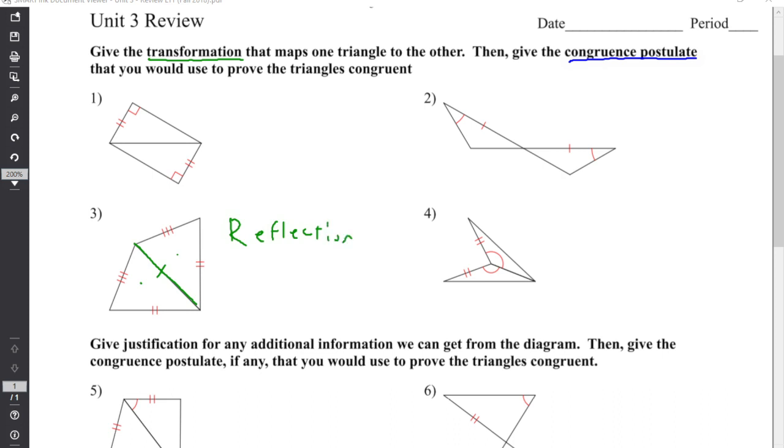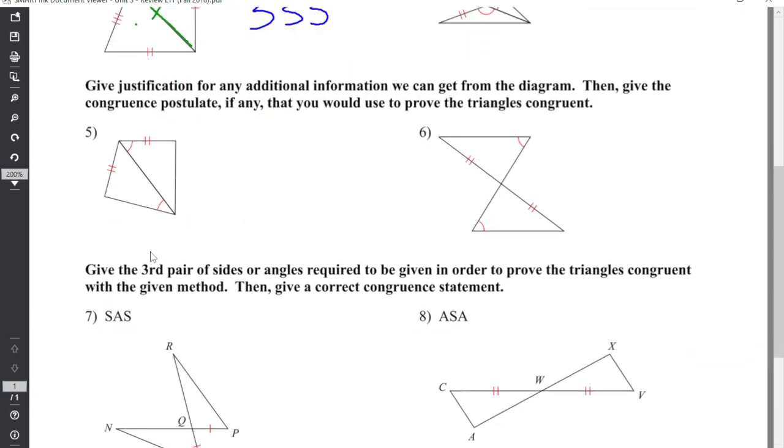And then we want the congruence postulate. Which method are we using? Well, how many pairs of sides? We got all 3 pairs of sides and no pairs of angles. Side, side, side. So that's what you're doing on that first group of problems.